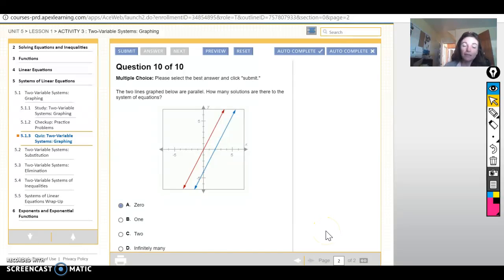Now, if they were the same line, there would be infinitely many. If you're dealing with lines, there is never a situation in which there are only 2 solutions. Your answer here would be 1, 0, or infinitely many. 1 is when they're not parallel and they intersect. Okay? Infinitely many is when they are exactly the same line, and 0 is when they're parallel. So hopefully that makes sense.